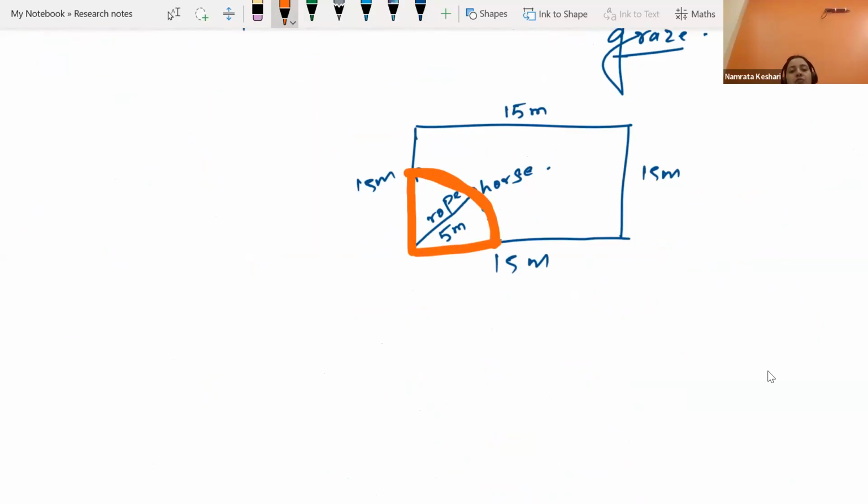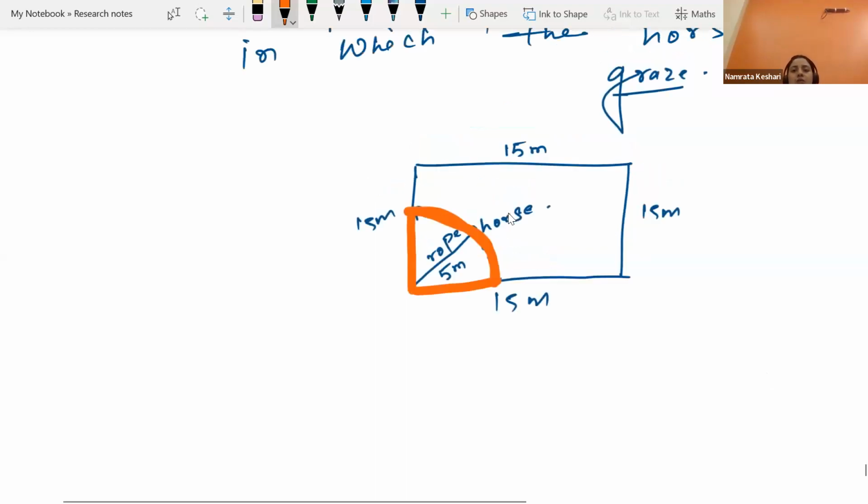So basically what we have to do is find the area of the sector. Area of the sector we have to find, and a direct formula we are having. Are you able to understand that? Yes, we have to find the area of the sector over here, the sector which is represented. Yes or no?